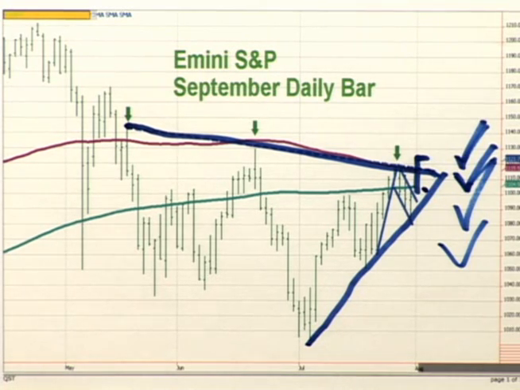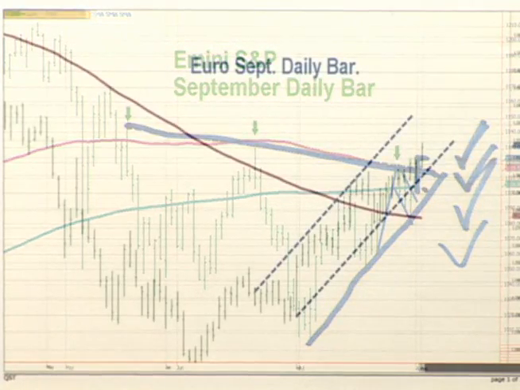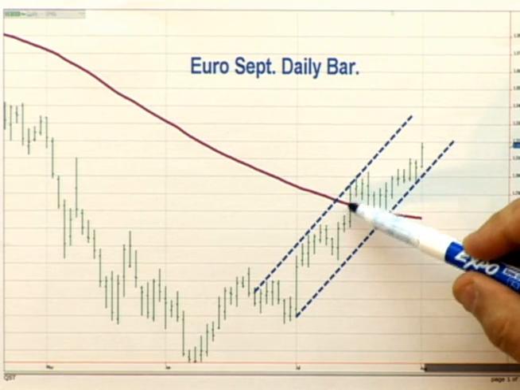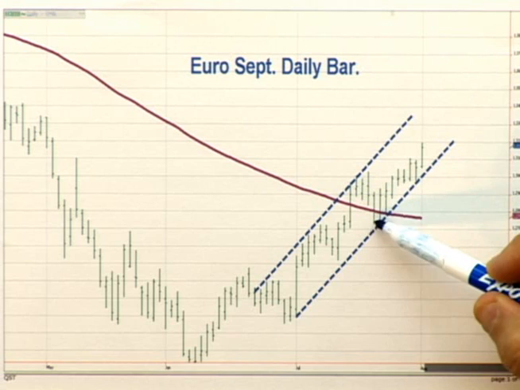Now we are going to look at one chart of the euro currency. I'd like for you to see what's going on there. Okay, traders, euro currency, September daily bar chart. Just about a week and a half to 2 weeks ago, we got above OTAPMA, came down and tested it.